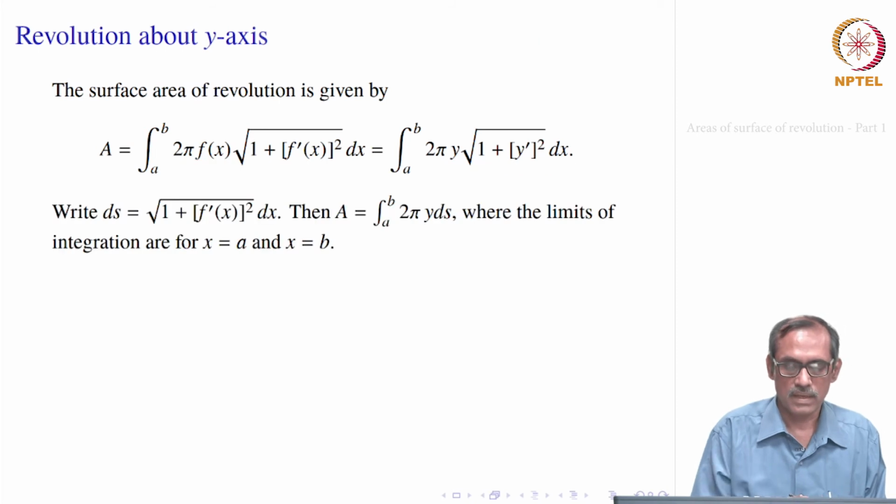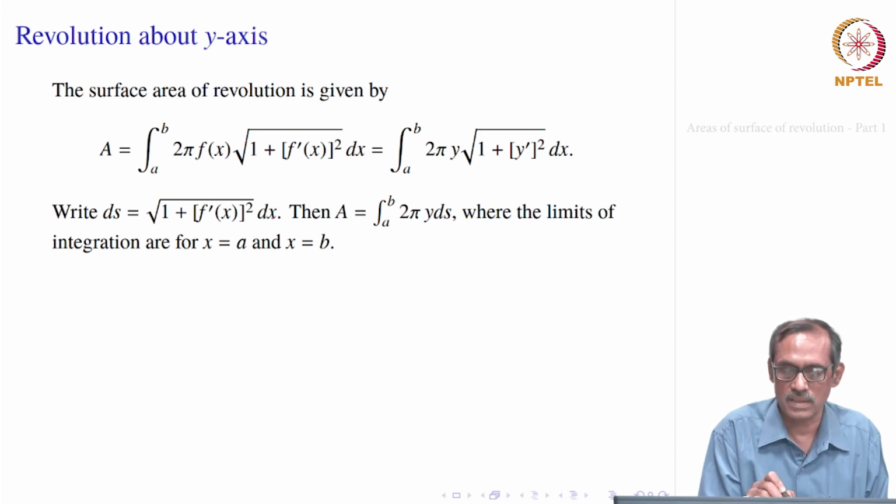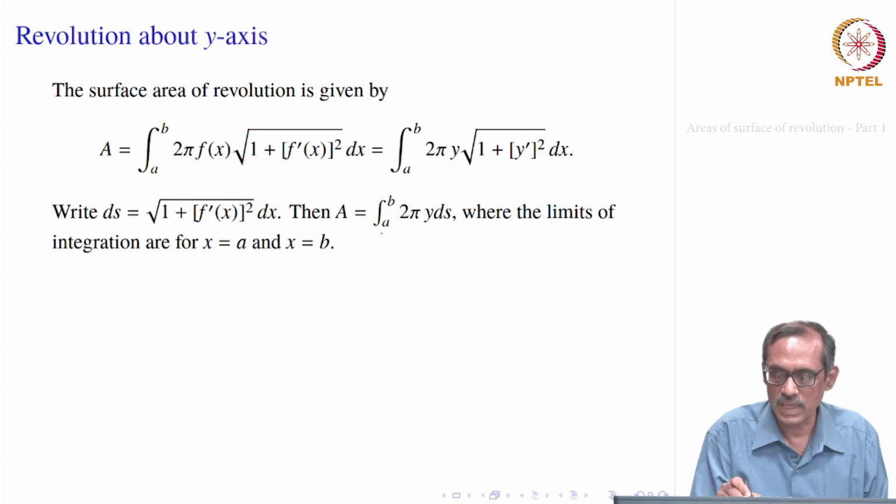Okay. So, now if you write that as ds, as we know ds equals square root of 1 plus f prime x square dx, the differential form, you can express the area as integral from a to b of 2 pi y ds.